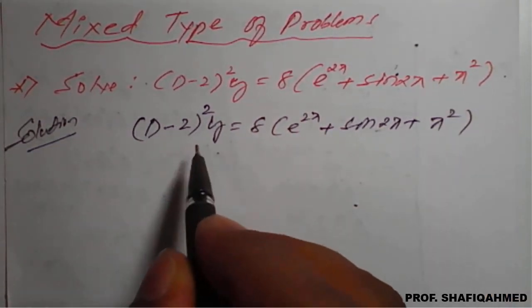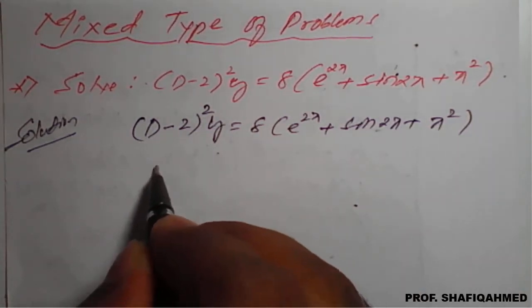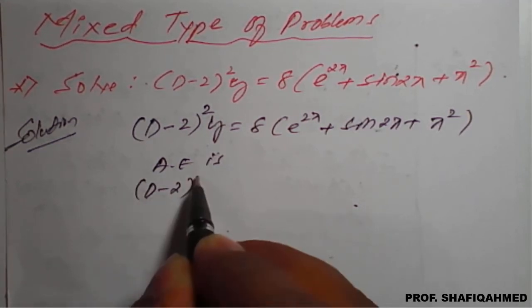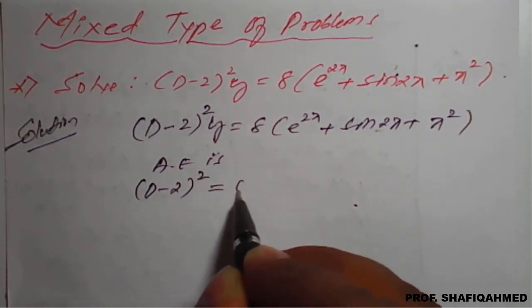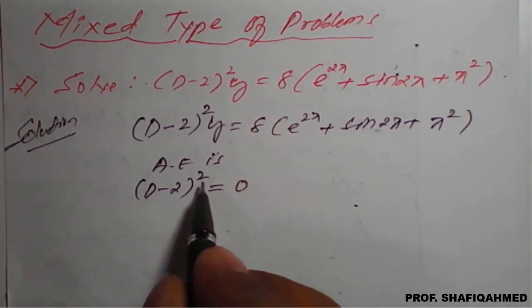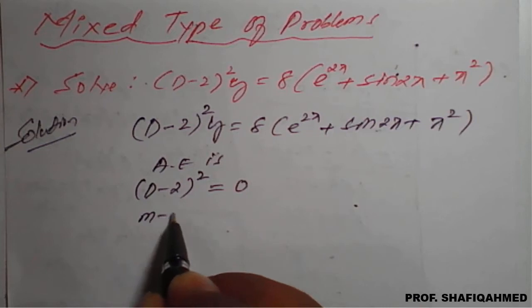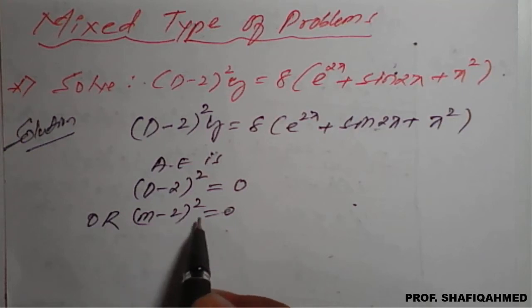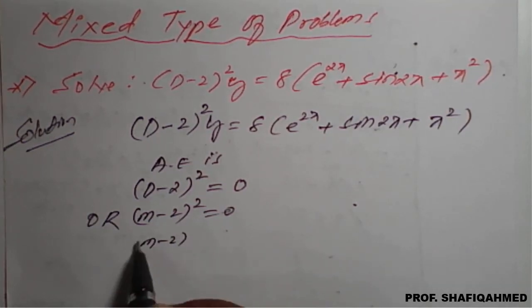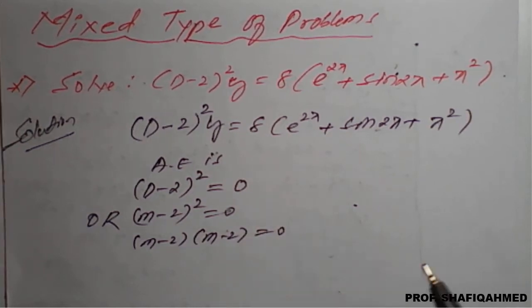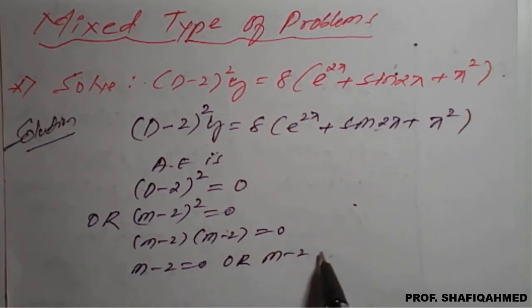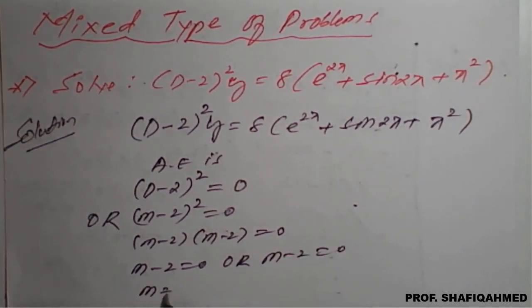Now to get a complementary function we have to go for the auxiliary equation. So the auxiliary equation is (D minus 2) whole square equal to 0. Therefore I will write (m minus 2) whole square, so this m minus 2 comes two times, m minus 2 into m minus 2 equal to 0. So m minus 2 equal to 0 or m minus 2 equal to 0, which implies m equal to 2 or m equal to 2.